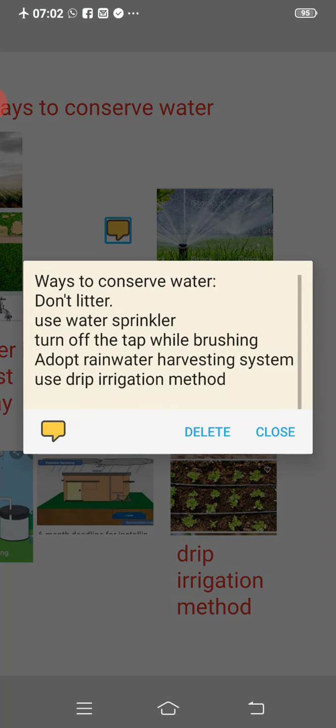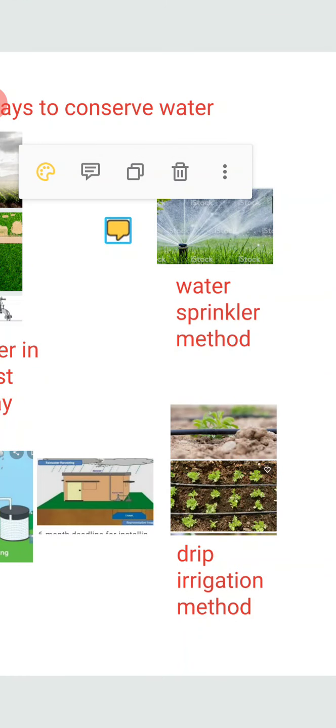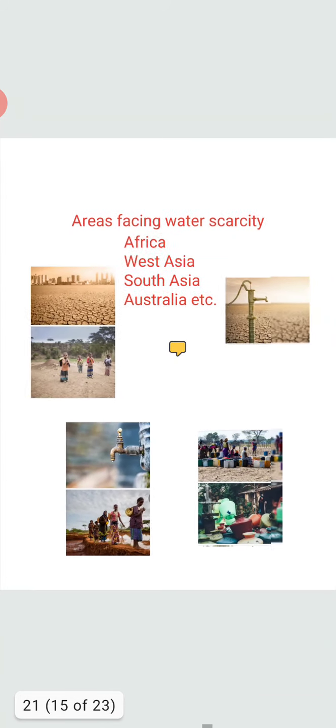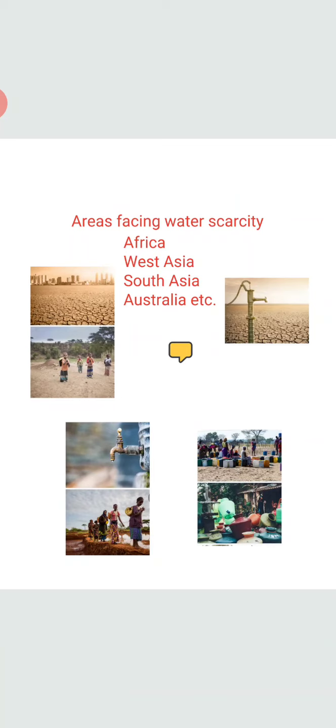Now I hope from the above discussion you can understand the importance of water in our daily life, because our area has water availability, but you saw those areas which are facing the problem of water, and let's try to save water at our own level in the best way.